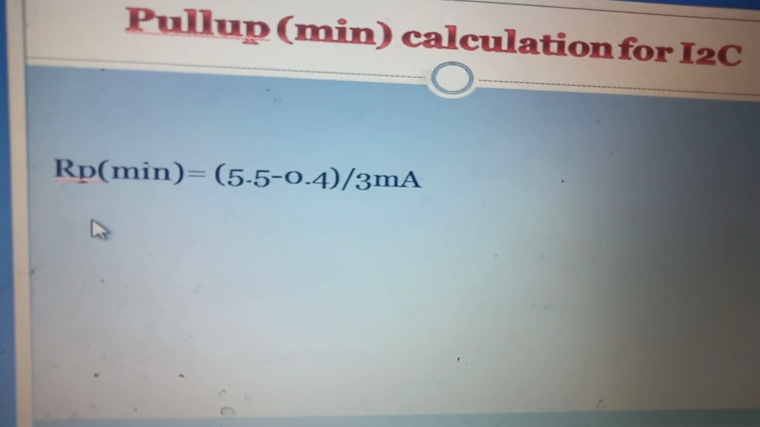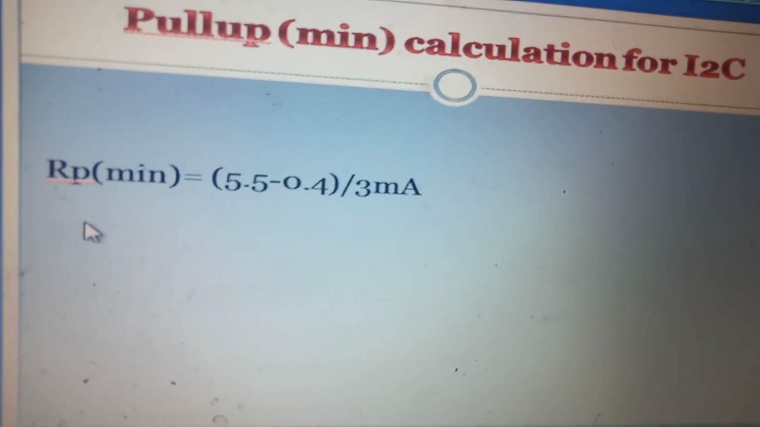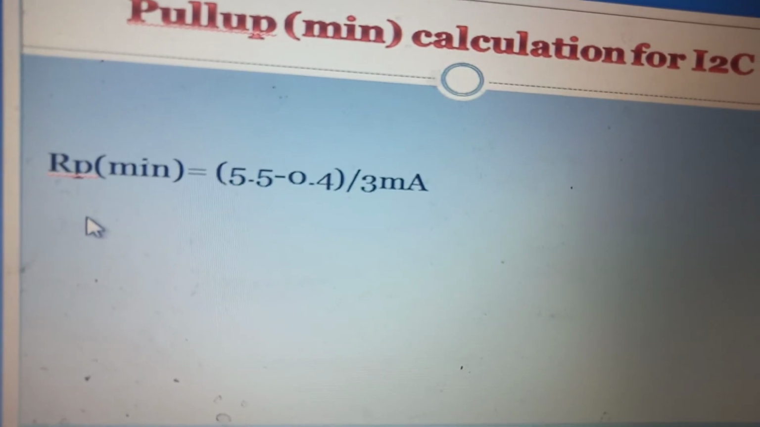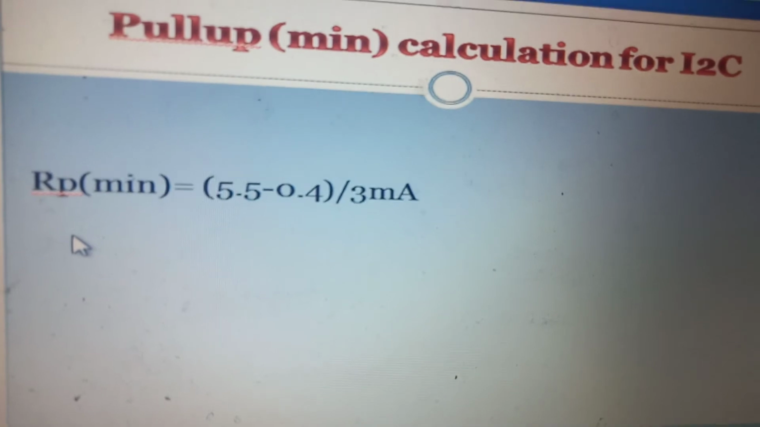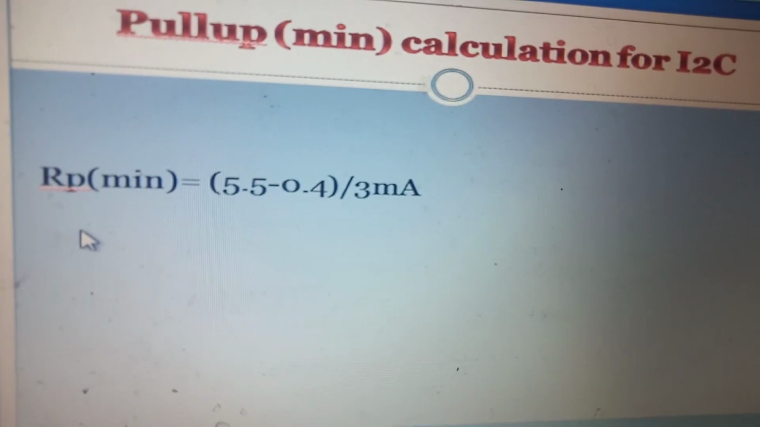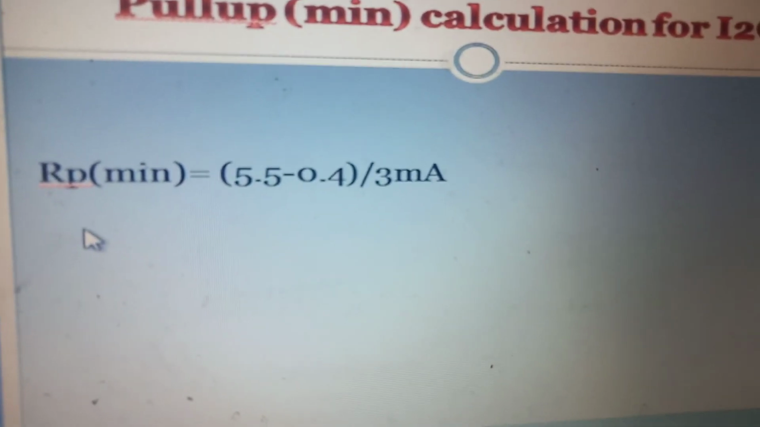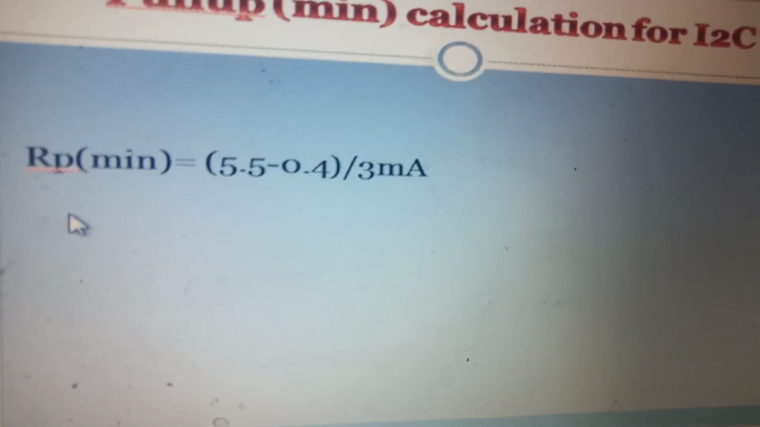As I told you in the previous section, for the pull-up resistor minimum, my voltage is 5.5 volt, VOL low level voltage is 0.4, and my IOL is 3 milliampere. You can substitute this in the calculation and get RP minimum, how much resistor you need, the minimum value of the pull-up resistor. This is the way to calculate the pull-up resistor minimum.